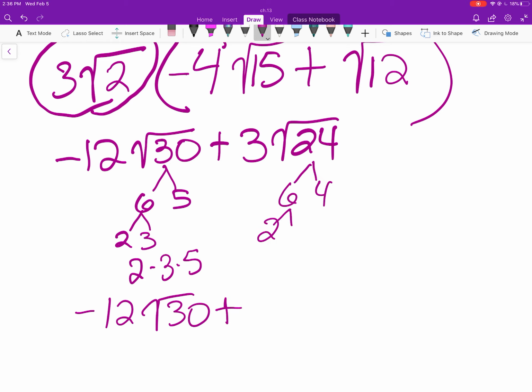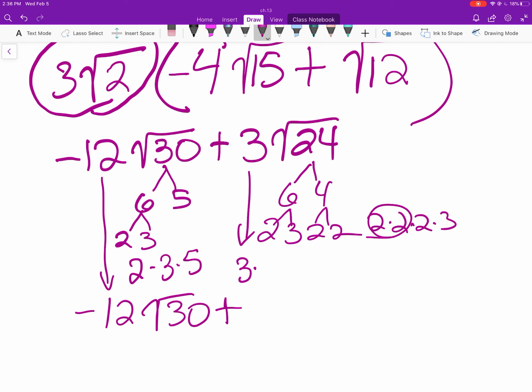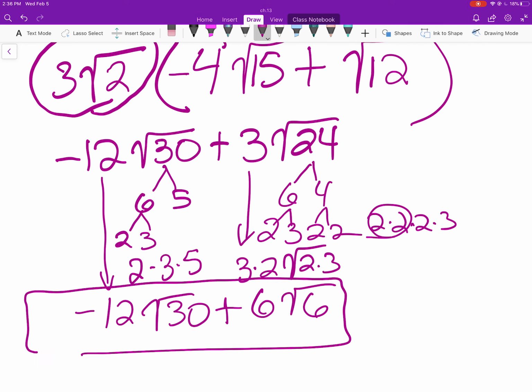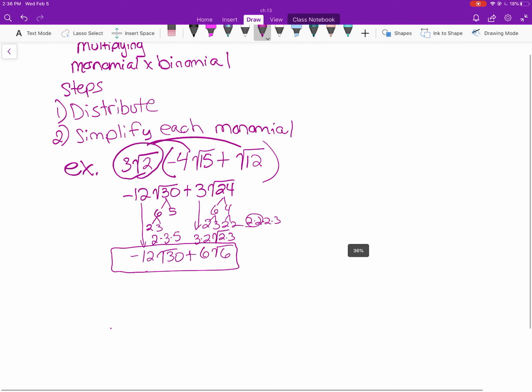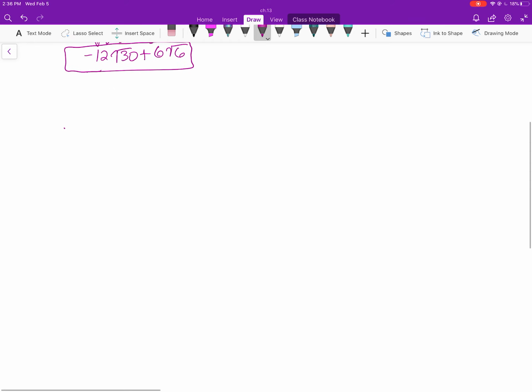Plus, let's break down 24. And we have a 3, that can bring that down, just like we brought down that negative 12. Okay, we got a pair. We got a 2, 2, 2, and a 3. So we got a pair of 2s. And then we got a 2 and a 3 outside. So it's going to be 6 square root of 6. And that is your answer. Okay, and that's what we did yesterday. And y'all know what I mean by yesterday. Okay, so that is the monomial times binomial.